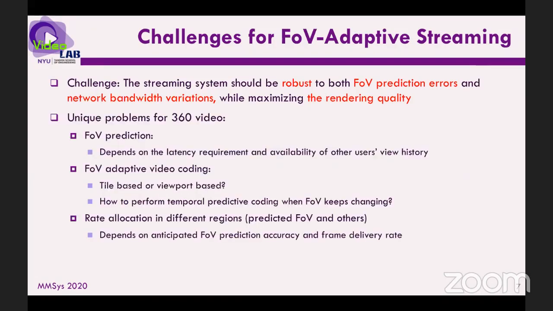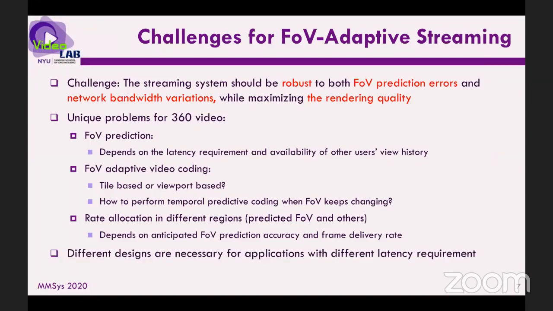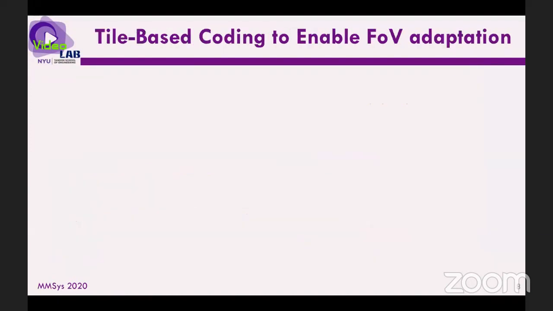And there are multiple unique problems for 360 video, including FOV prediction, FOV adaptive coding, and rate allocation in different regions. I will discuss our solutions to some of these problems in the following slides. And notice different designs are necessary for applications with different latency requirements. Before I move on to different applications, I'd like to first describe ways to enable FOV adaptation.